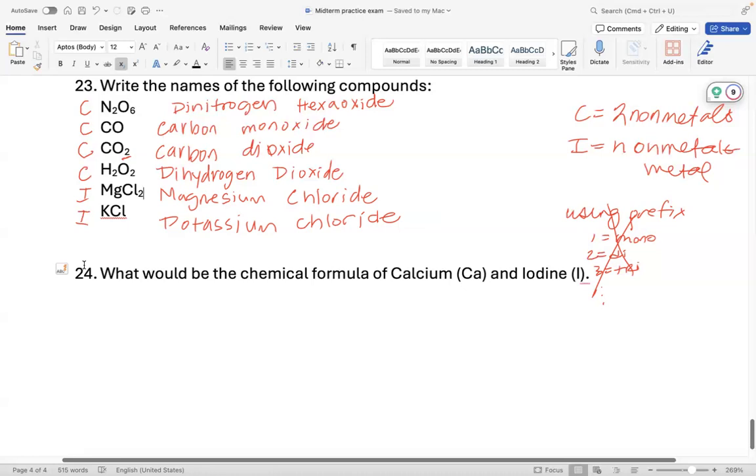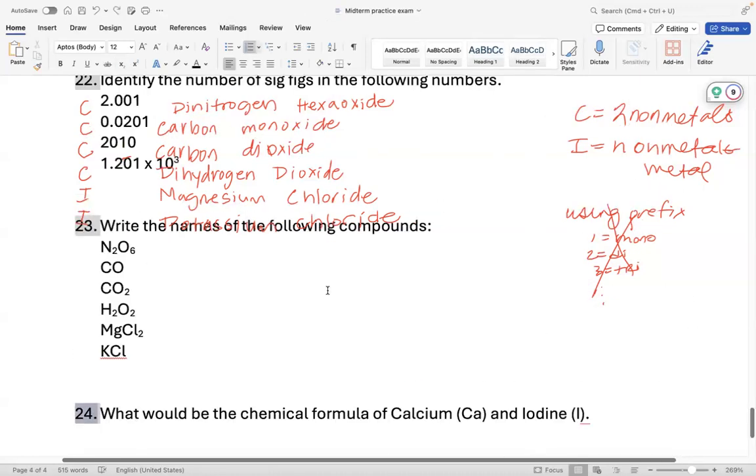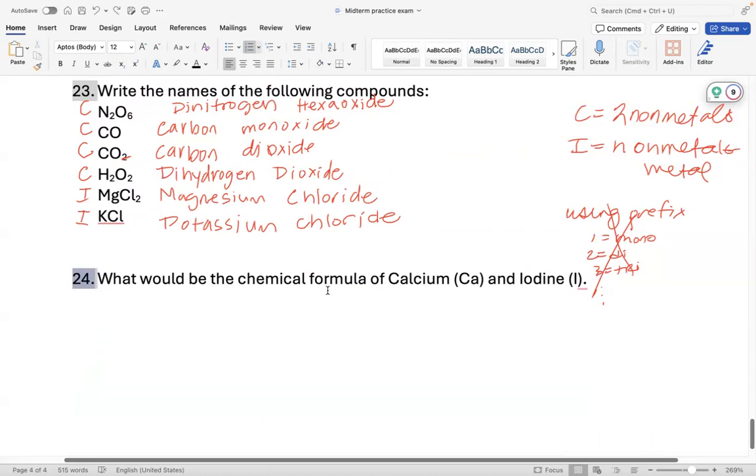All right, last question. Number 24: what would be the chemical formula of Ca, calcium, and iodine? So this is an ionic formula. I know this because calcium is on the left side of the periodic table, iodine is over on the right. So I'm making an ionic compound. When I make those ionic compounds, I care about the charge.